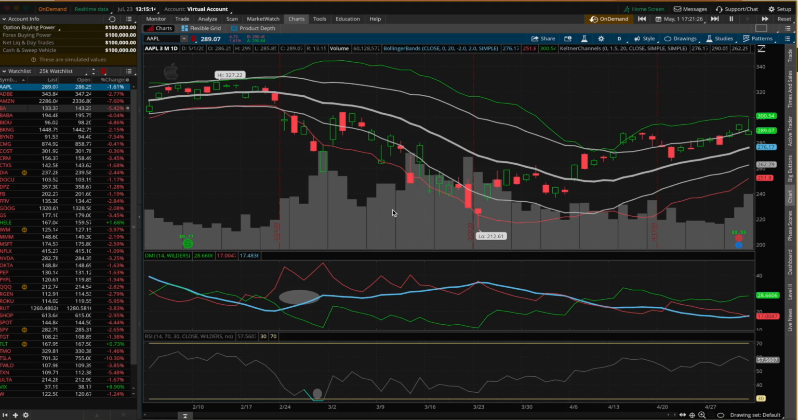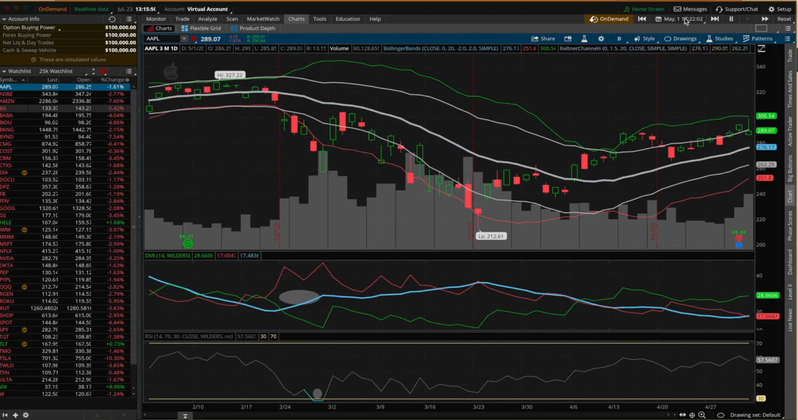Now let's switch to Think or Swim and take a few examples and explain how to use ADX. So this example that I have pulled up for you is Apple, and the date I have pulled up is May 1st. Apple had earnings on 4:30, and you will notice that it shows you here that Apple opened at 289 and shot up to 294 on that day.